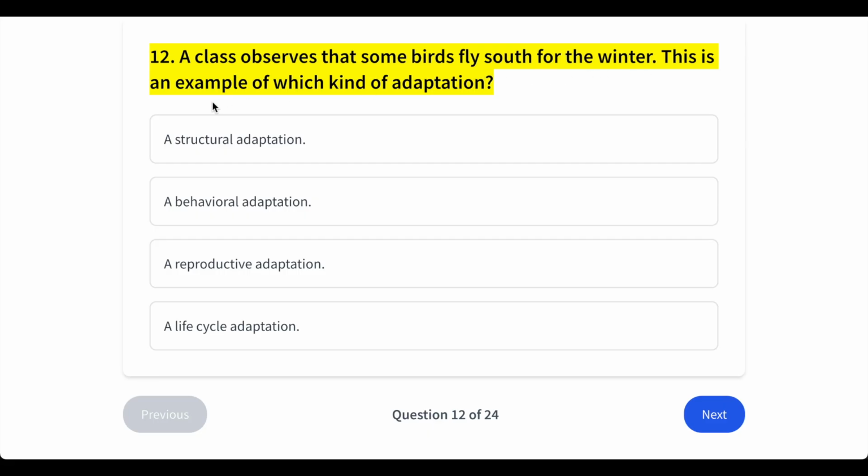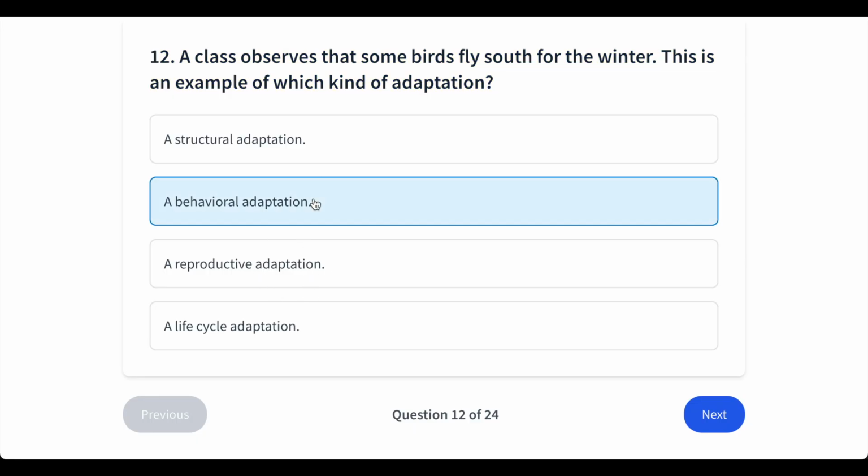Moving to question 12, this one asks, a class observes that some birds fly south for the winter. This is an example of which kind of adaptation? I'm going to go with option B because behavioral adaptation is an action or behavior the animal does to survive as opposed to a physical feature of its body.